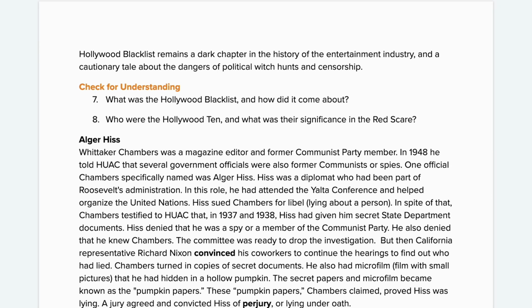Check for understanding. 7. What was the Hollywood blacklist, and how did it come about? 8. Who were the Hollywood 10, and what was their significance in the Red Scare?